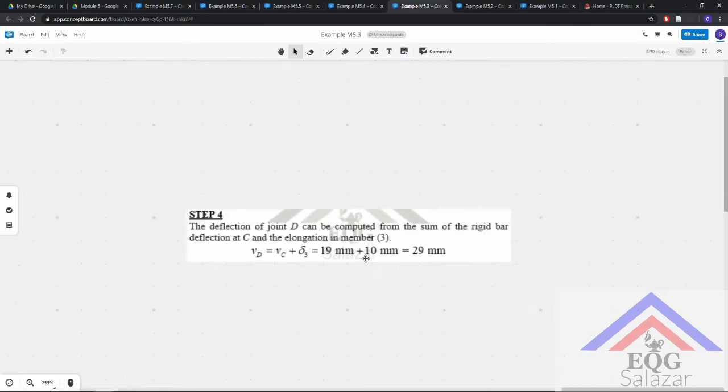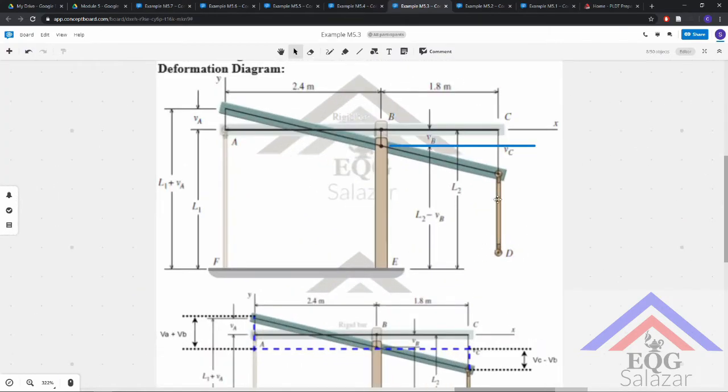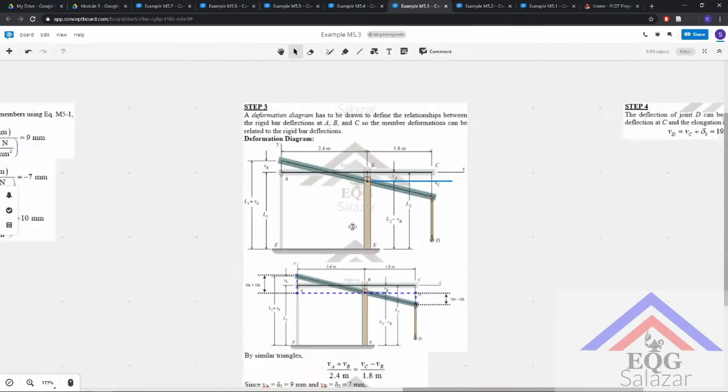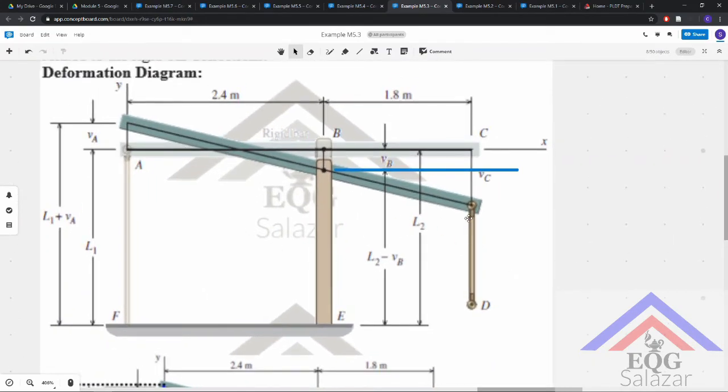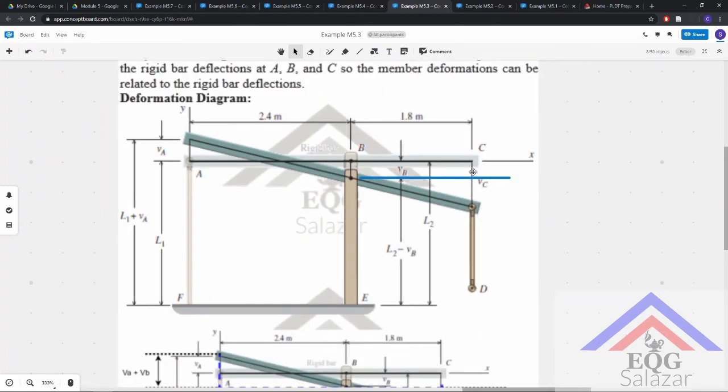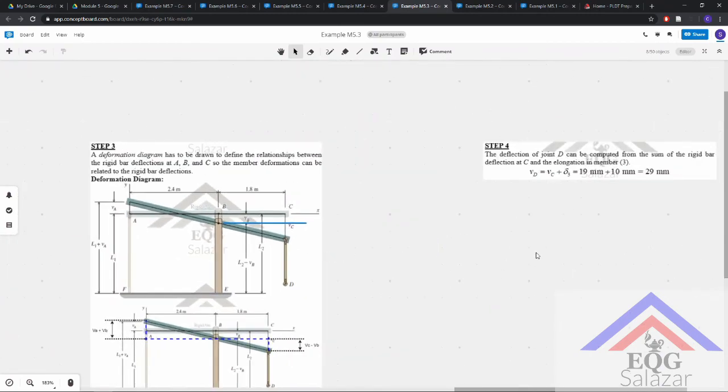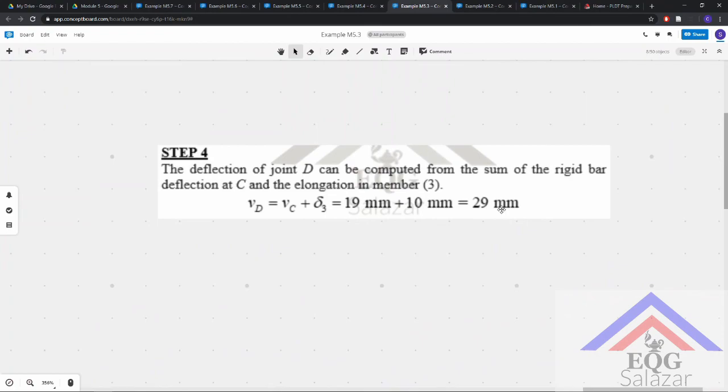That's 19 plus 10. Why is that so? If you see in this deformation diagram, the deformation in the rod is local here. It does not affect this displacement here, and that is why we are just adding this deflection to the elongation in segment 3. And therefore we have 29 mm.